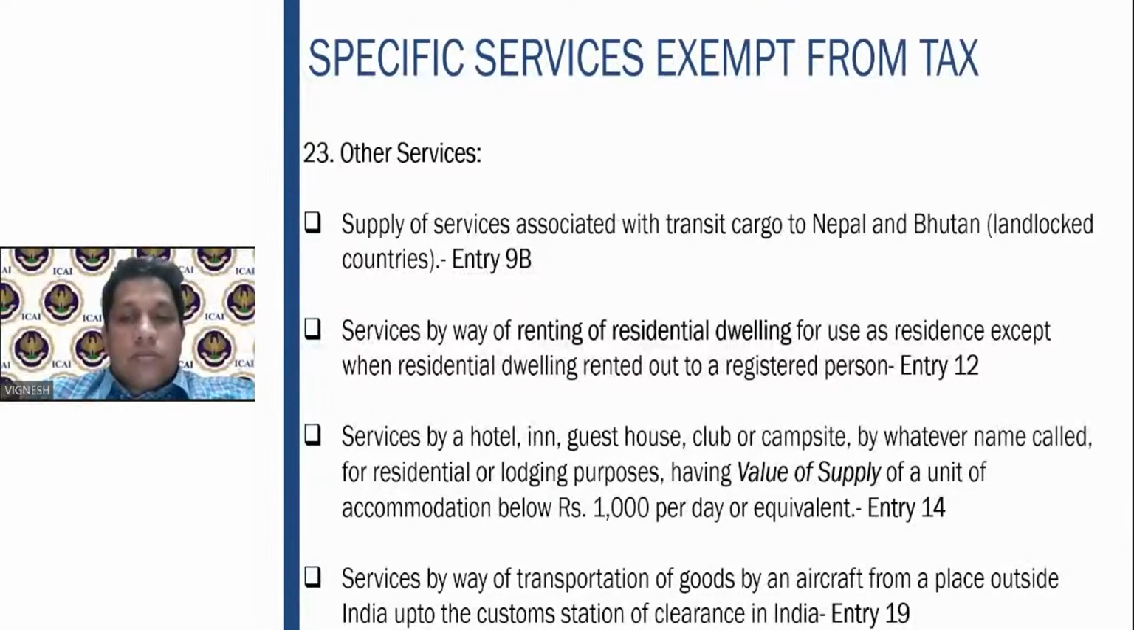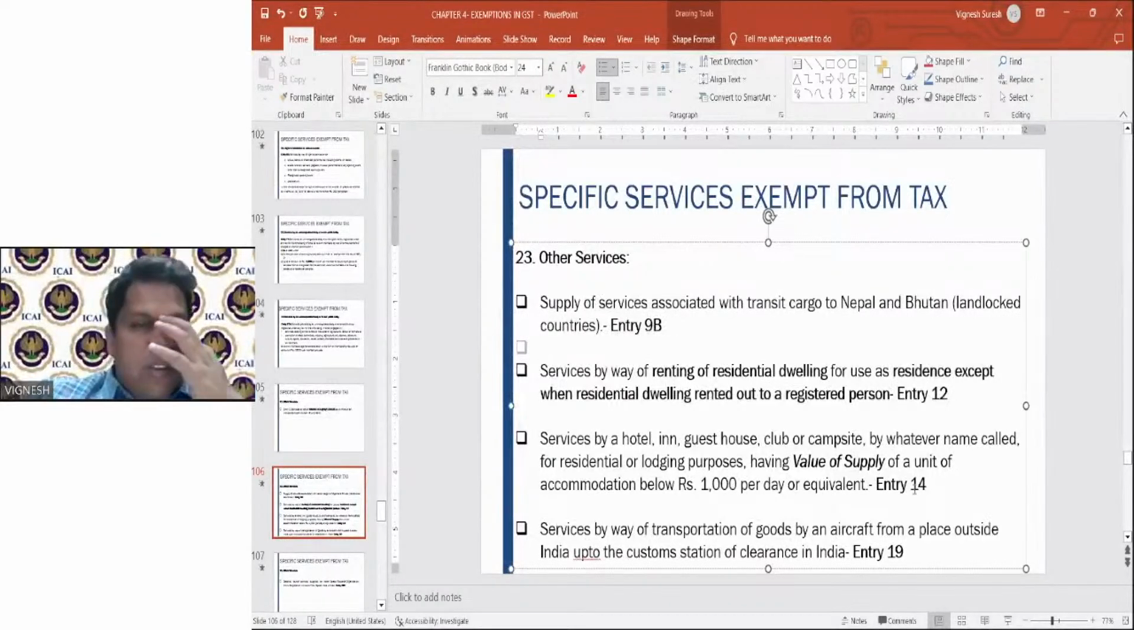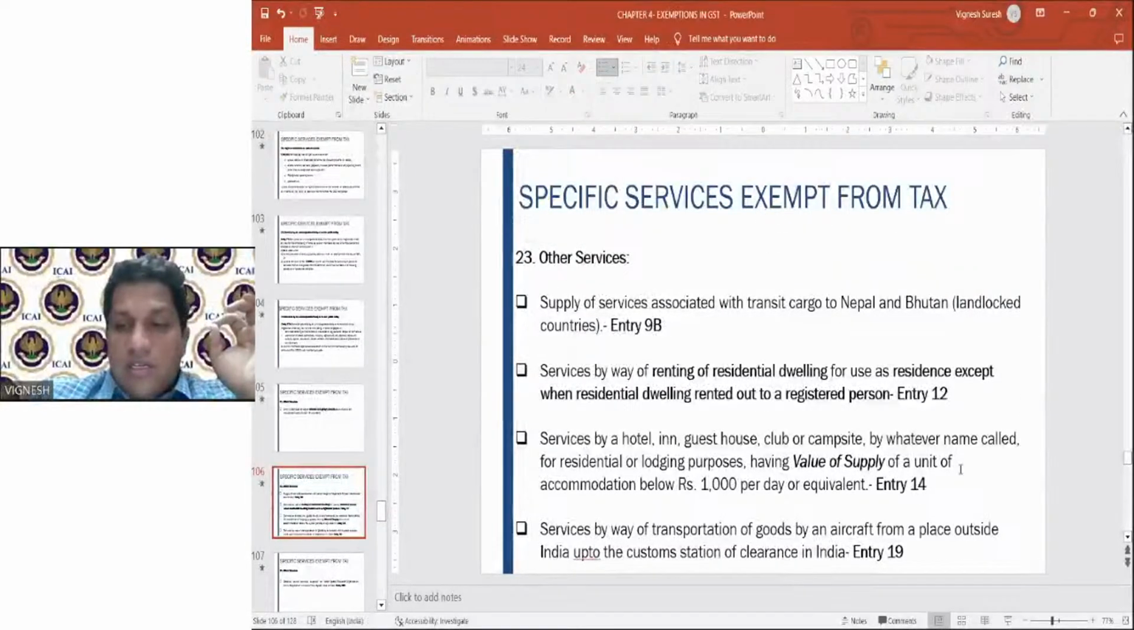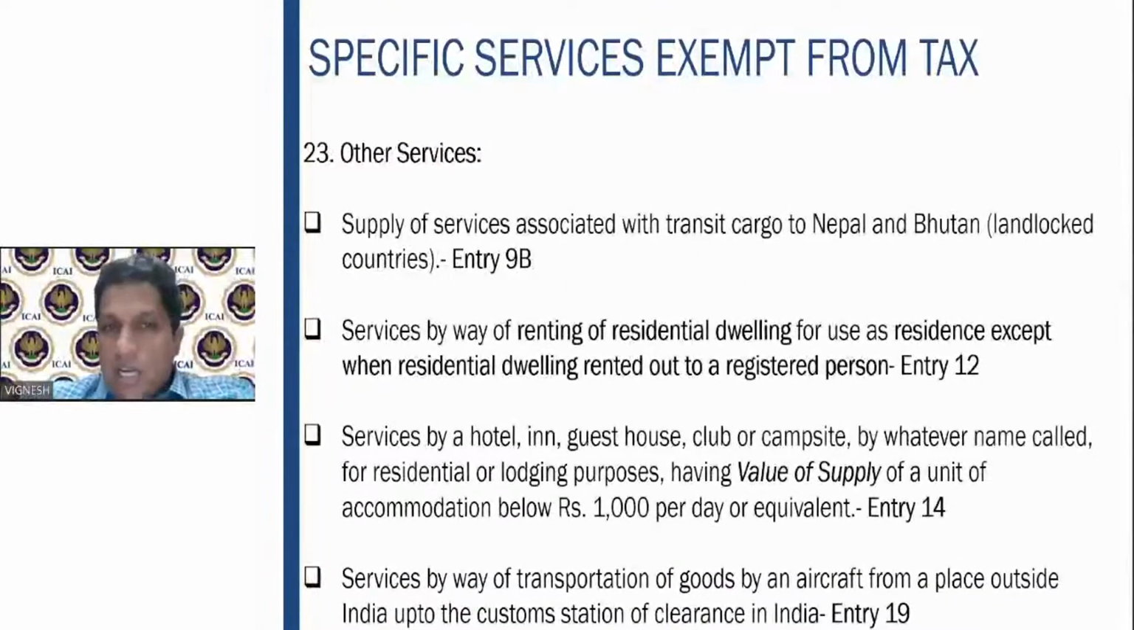Then supply of services associated with transit cargo to Nepal and Bhutan. If any transit cargo is going to Nepal and Bhutan and you are providing services relating to that, it is exempt. Now, this is an important amendment here, as we discussed in reverse charge also. Services by way of renting of residential dwelling for use, except when the residential dwelling is rented out to a registered person. So if you are just giving a residential dwelling for renting, it is exempt. But if you are giving the residential dwelling to a registered person, it is taxable, and that registered person has to pay the tax on a reverse charge basis.